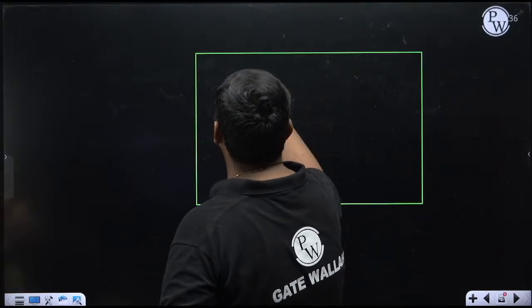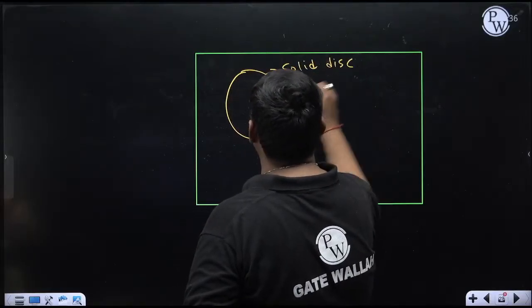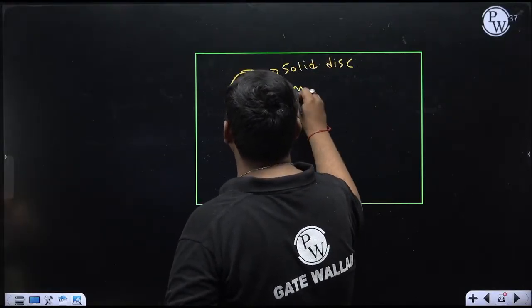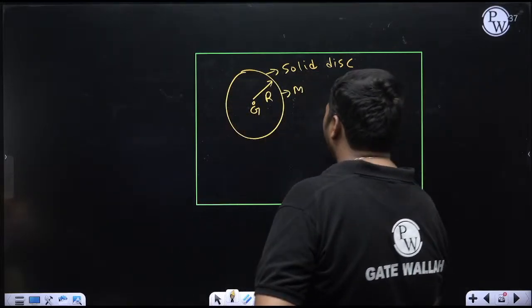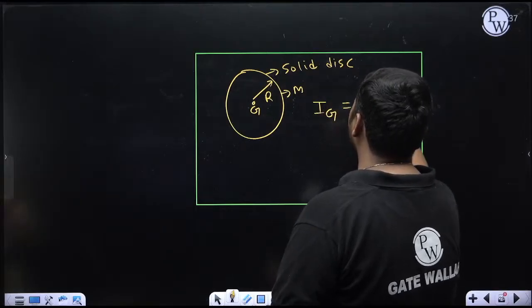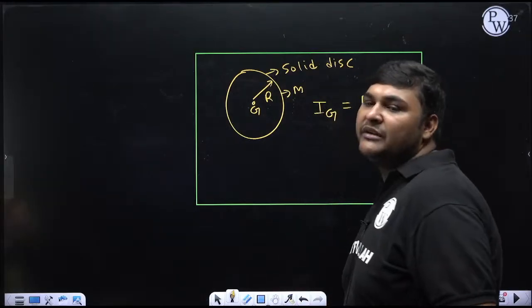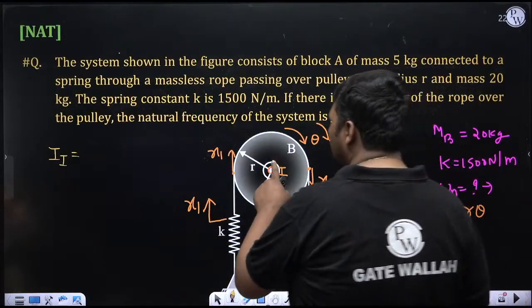For a solid disc, suppose the mass of this disc is m and radius is r. This is the center of gravity, which will be at the center. For a solid disc, the formula to calculate mass inertia about the center of gravity is mr square by 2. You can remember this formula. And if we want to calculate about any other point, you can use the parallel axis theorem. So right now we have to calculate the mass inertia of this pulley about the O center.